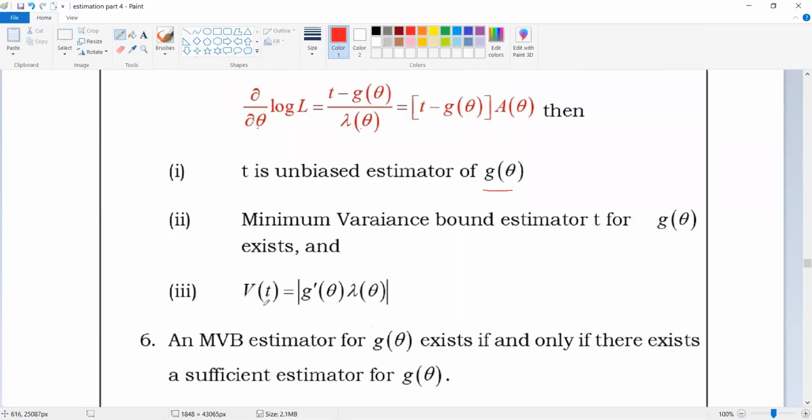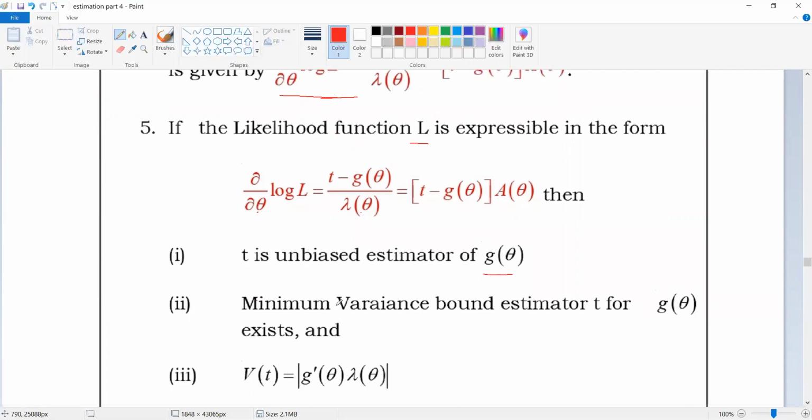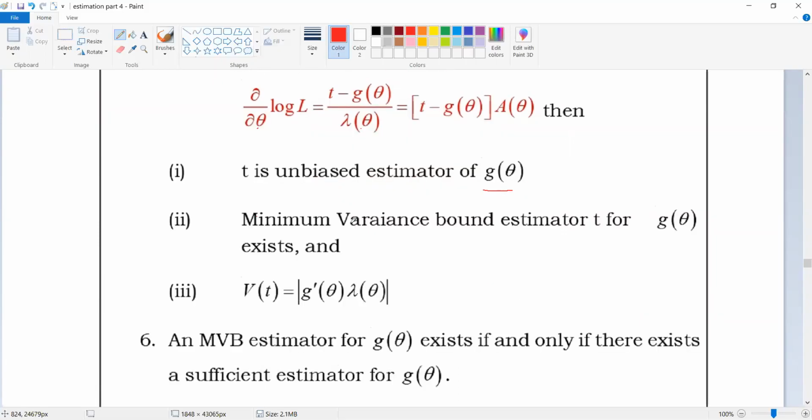Finally, we have to calculate the variance of T using the formula: g'(θ), the differentiation of g(θ), divided by λ(θ). Apply the modulus, because variance is always greater than 0. So now the likelihood function can be expressed in the form ∂ log L / ∂θ = (T − g(θ)) / λ(θ). Easily we can get MVBs and minimum variance.